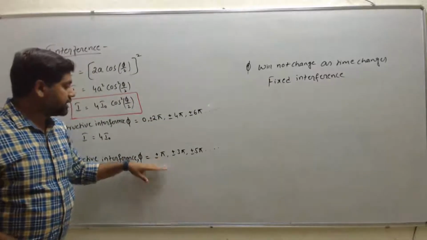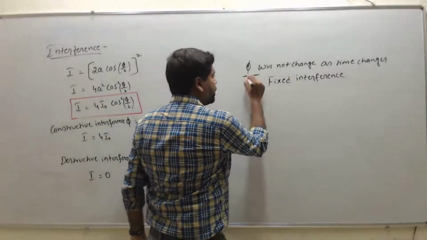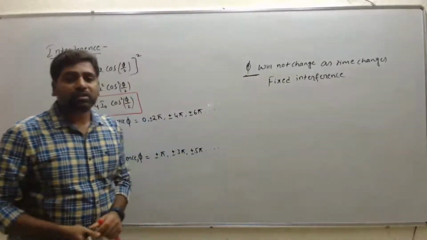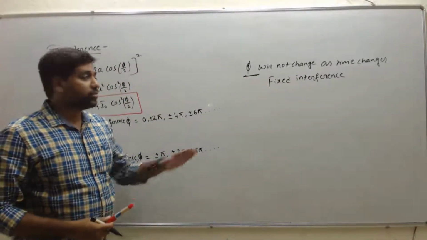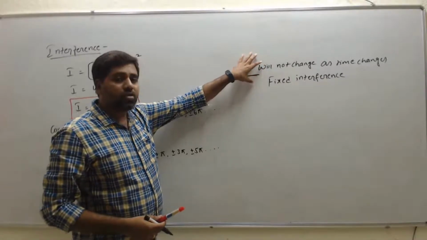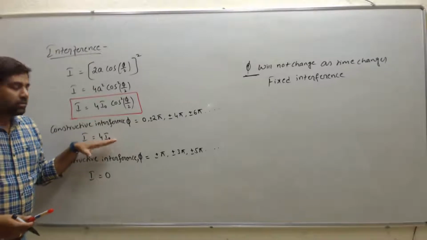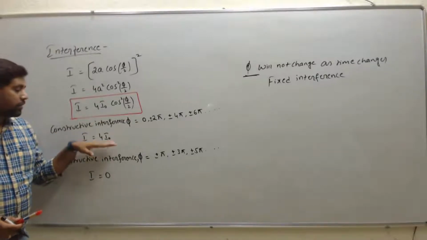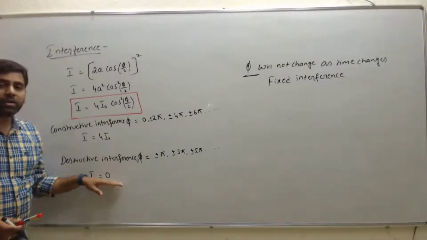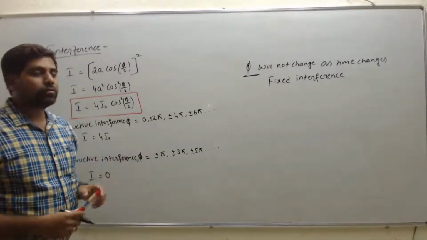So this we have studied here. Here the phase difference will not change with respect to time. So as time changes, the phi value will not change. If the phi value is not going to change, then we get fixed intensities. Intensities will also not change, right? So this is for the coherent sources.